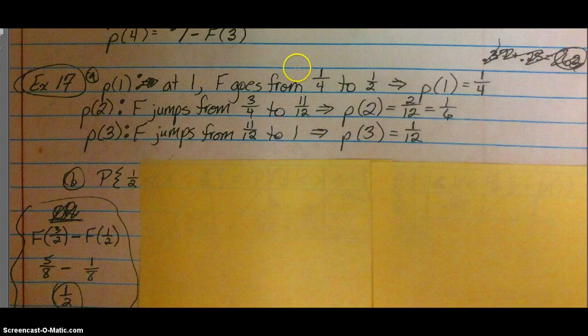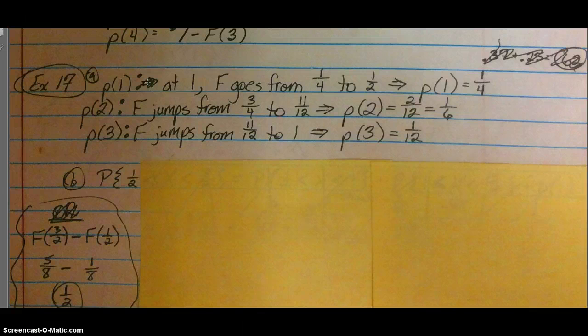At 2, we have a similar thing coming in from the left. We would have gotten 3/4 had it continued, had it kept its continuity. When it jumps, it actually gives us 11/12, so we subtract what it should have been if it was just staying continuous versus what it actually was, and that gives us a difference of 1/6. And then finally, the final jump goes from 11/12 to 1 to give us a 1/12. So we have the discrete probabilities at those three values of x for part A.